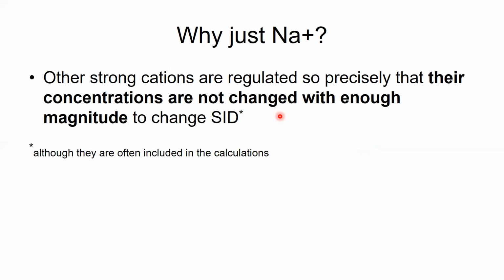Other strong ions, such as magnesium and calcium, are regulated so precisely that we don't even discuss them enough. We don't even discuss them as being important in changes in SID. And you'll see in Stockham and Scott's chapter, if you read it, that they are also included in the calculations, but we are not going to discuss them in this unit.